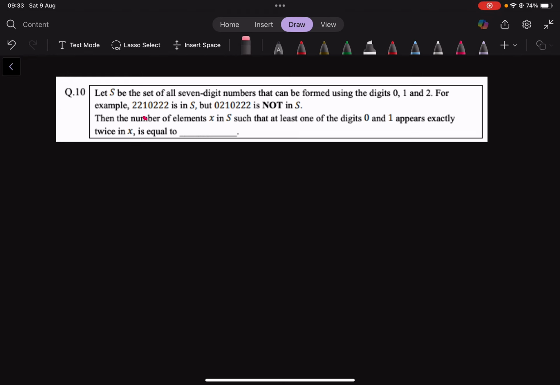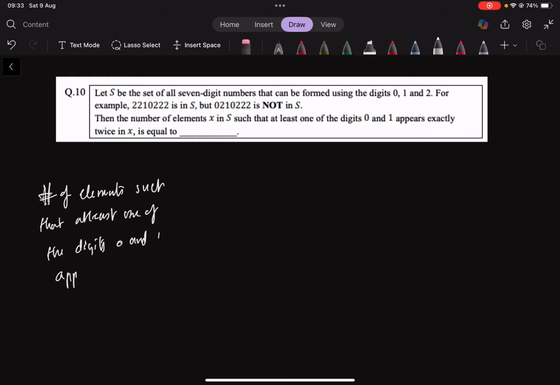So now we have to find the number of elements x in S such that at least one of the digits 0 and 1 appears exactly twice in x. So basically we have to find the number of elements such that at least one of the digits 0 and 1 appears exactly twice.